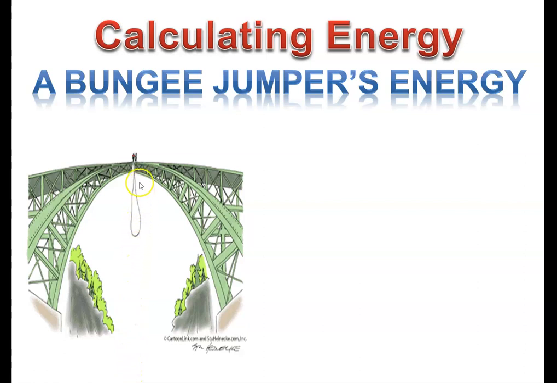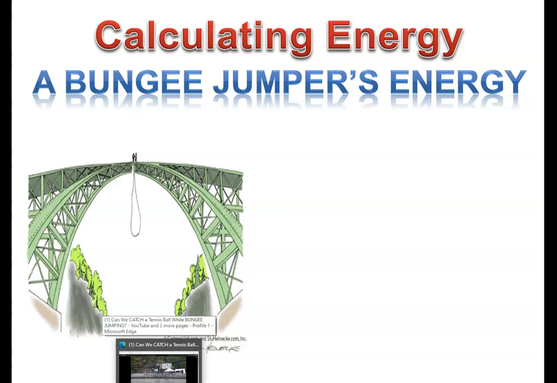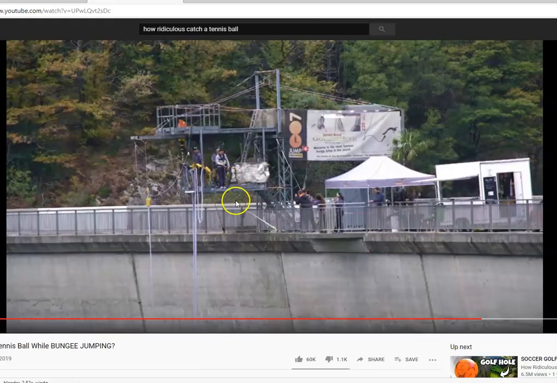And then they're going to get up high again, not as high as they originally were. Then they're going to fall back down. The cord stretches out, stops them, and it kind of goes back and forth until they stop moving. And it looks, well, it looks a little crazy. Take a look at this guy. He's jumping off of a dam. All right, he's actually going to throw a tennis ball and try and catch the tennis ball. But he's doing it by bungee jumping.